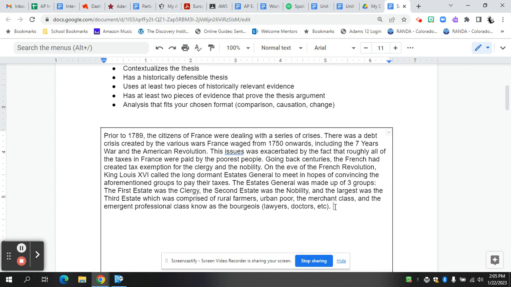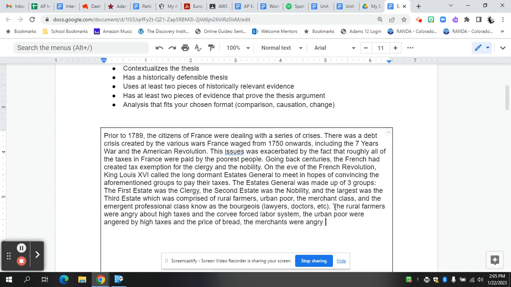They don't all have the same issues. So now I want to set up my transition into my thesis by breaking down who's angry about what. The rural farmers were angry about high taxes and the corvée forced labor system. The urban poor were angered by high taxes and the price of bread. The merchants were angry about taxes and the lack of representation in the government, as were the bourgeoisie.